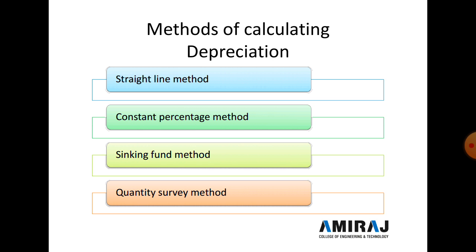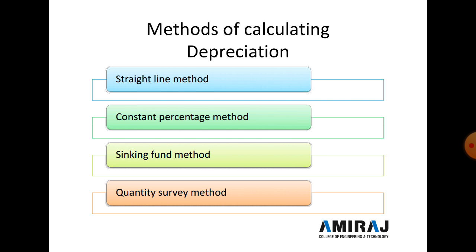Now next topic, we start methods of calculating depreciation. There are four main methods. First is the straight line method, second is the constant percentage method, third one is the sinking fund method, and fourth one is the quantity survey method.